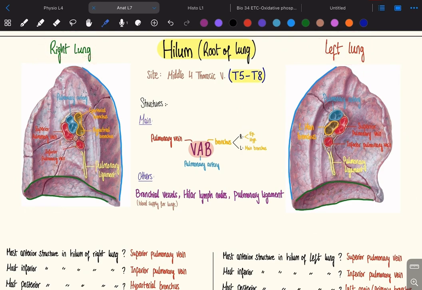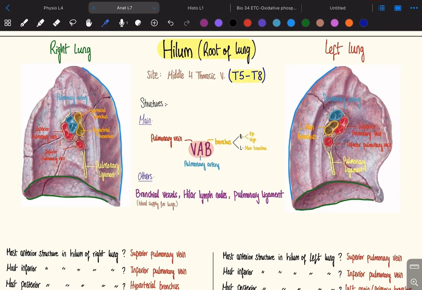First of all, we need to know where the site of the hilum is. The vertebral level for the hilum is the middle four thoracic vertebrae, which are T5, 6, 7 and 8. T5, 6, 7 and 8. Meaning T5 to T8. These are the four middle thoracic vertebrae, okay? So the thoracic vertebral level of the hilum is T5, 6, 7 and 8, okay?